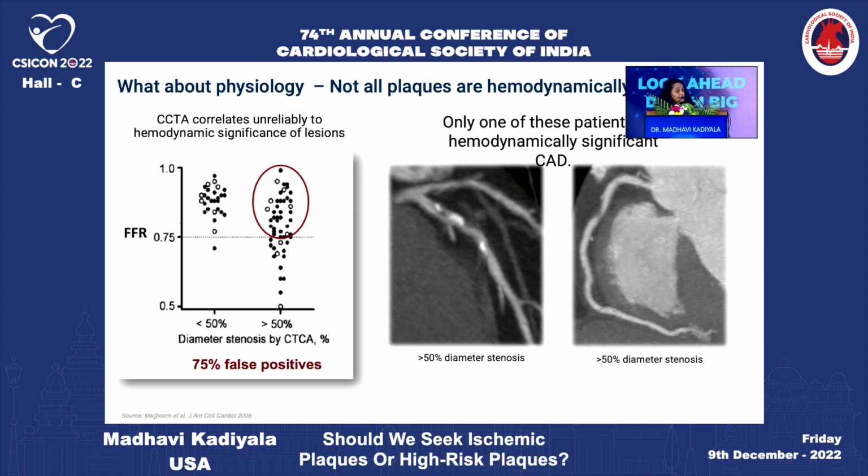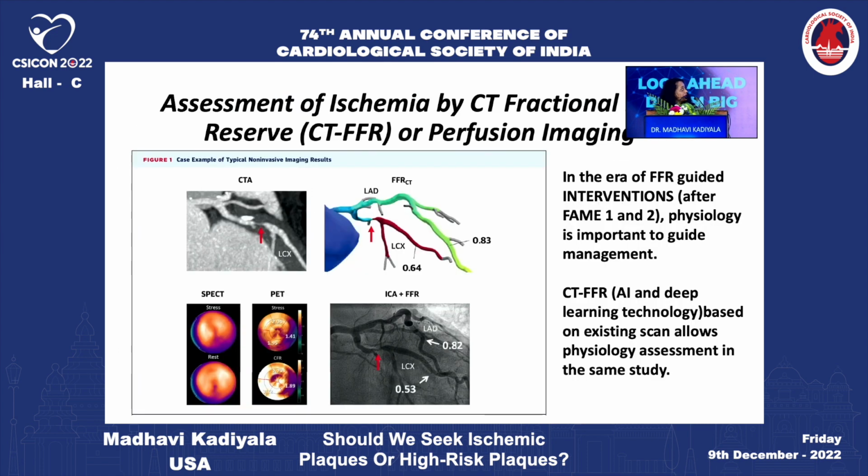We also know that with CT, if you just look at stenosis alone, greater than 50%, they're not necessarily hemodynamically significant. More than 75% of the lesions that you call significant anatomically may not necessarily be significant physiologically. Only one of these lesions is significant hemodynamically. So can we assess ischemia and physiological significance? Yes, of course, CT-FFR, especially in FFR-guided interventions, we definitely want to look at physiology. Without physiology, we really can't tell whether to treat or not from an interventional standpoint. So we do want to know physiology.